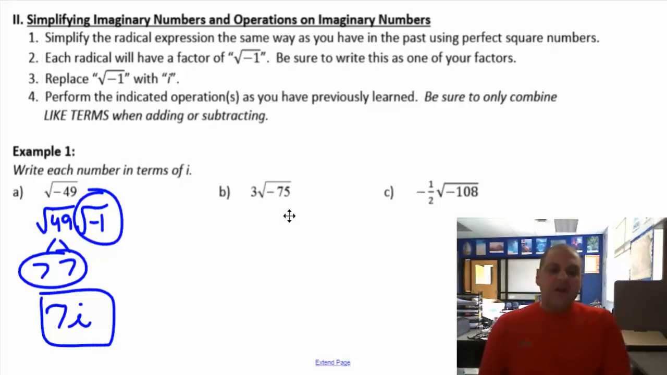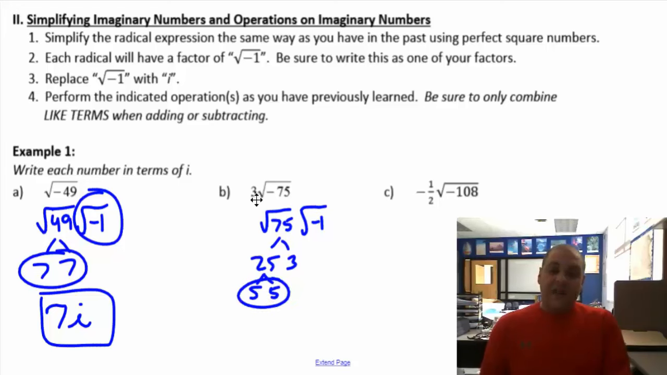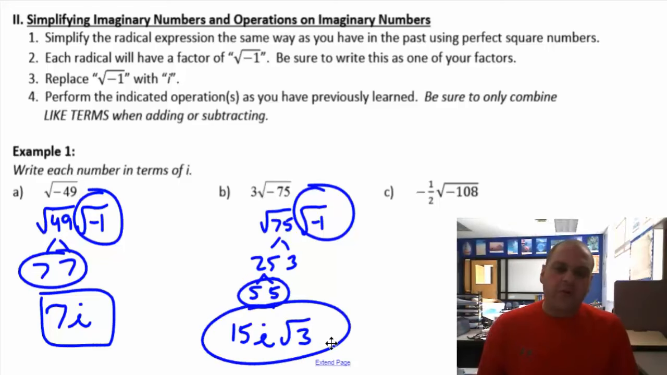Let's do the same thing here. And again, we're going to break this down, but we're going to first take out that negative 1. 75, negative 1. Now we'll break down our 75. 25 times 3, 5 times 5. Pair of 5s, 5 times the 3 that was already there. 15. This is I, and then radical 3. 15I radical 3. The I goes before the radical.